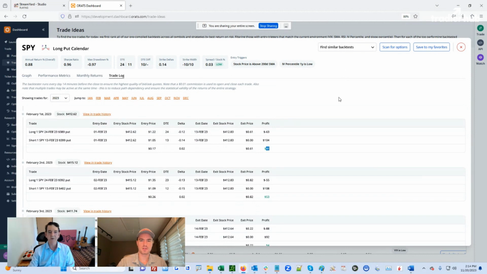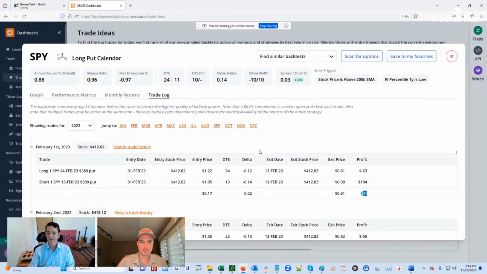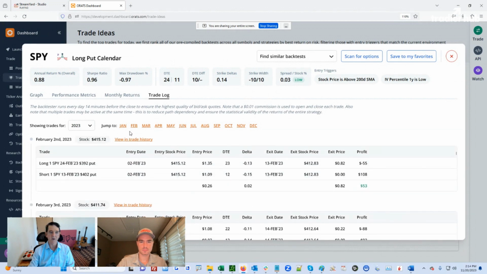Could you zoom in a little bit so we can see the trade log a little better? Thank you. Yeah, again, you could jump quickly to different months or different years or whatever. You could see those trades.